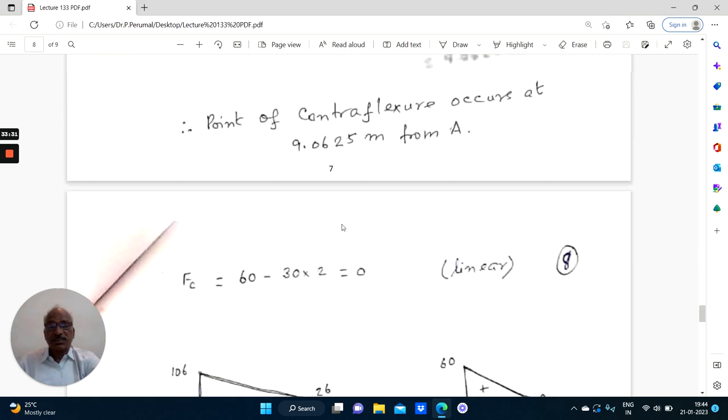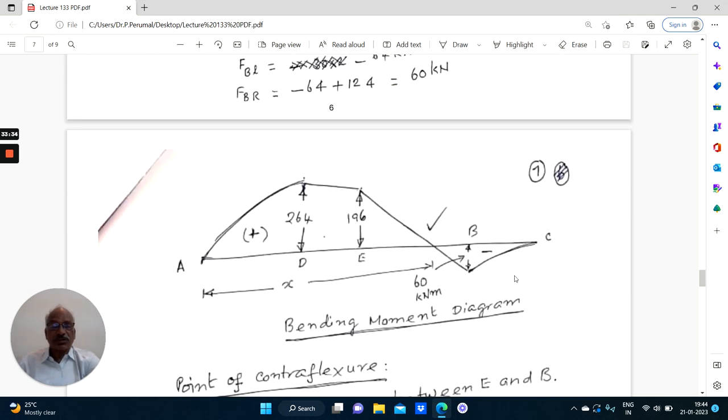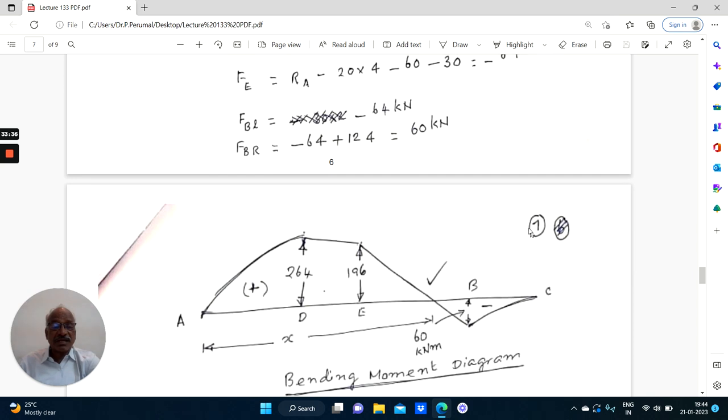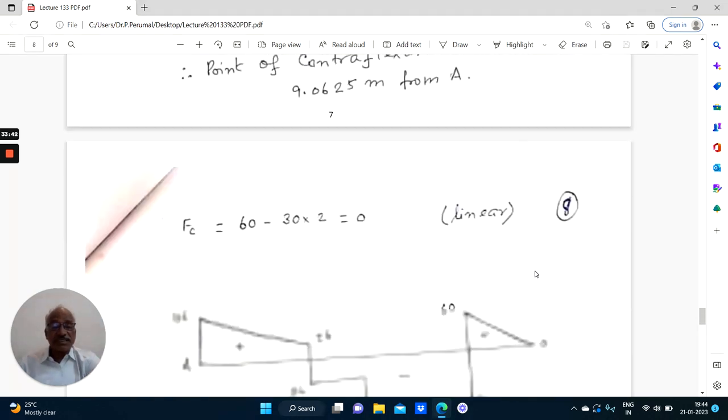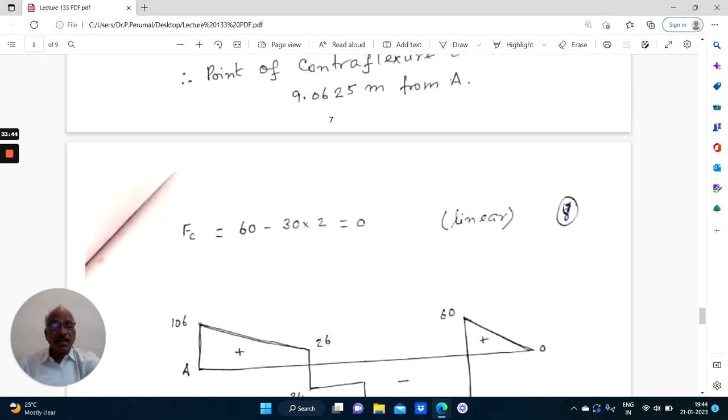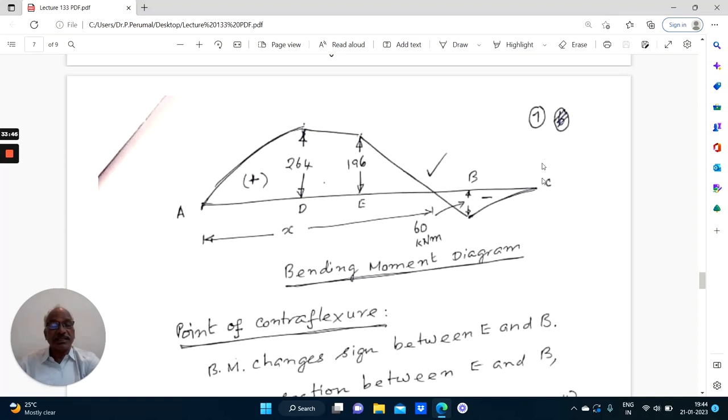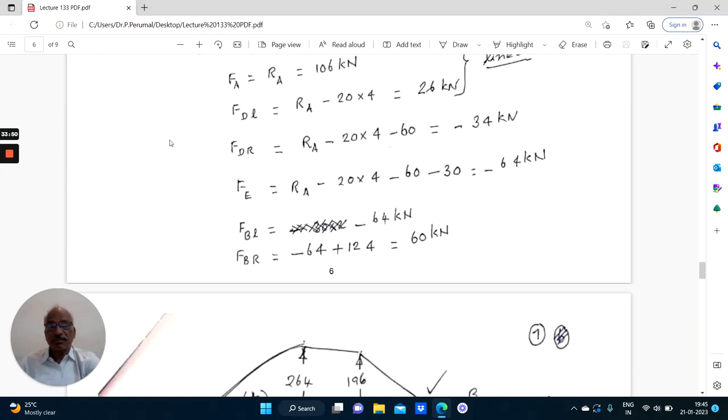Right. 64. Actually, the page numbers 7 and 8 are to be interchanged. This is page number 6. Actually, this is supposed to be page number 7. And this is supposed to be page number 8. So this we have to interchange, right? No problem. And that is 64.